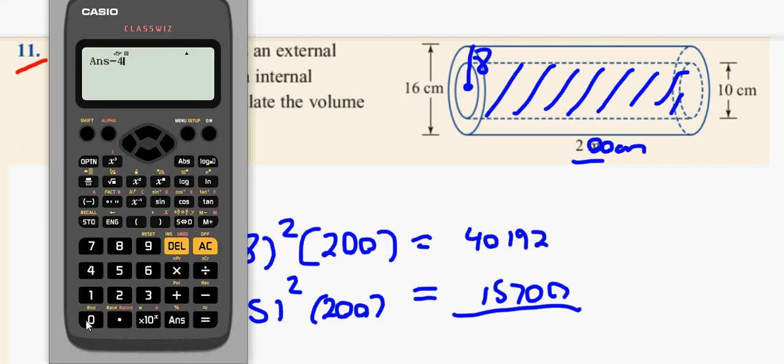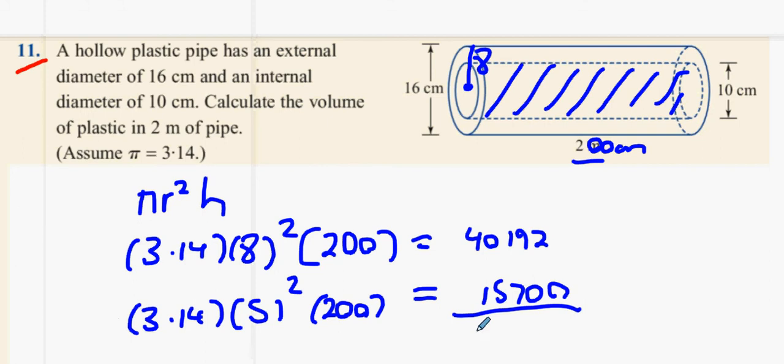24,492, yeah, something like that. Centimeters cubed. Alright, we good? We all good? Alright, let's keep going.